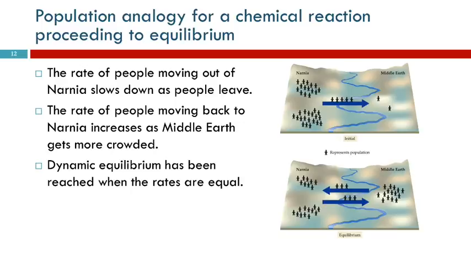So dynamic equilibrium is when we have the rate of people moving from Middle Earth to Narnia equal to the rate of people moving from Narnia to Middle Earth.